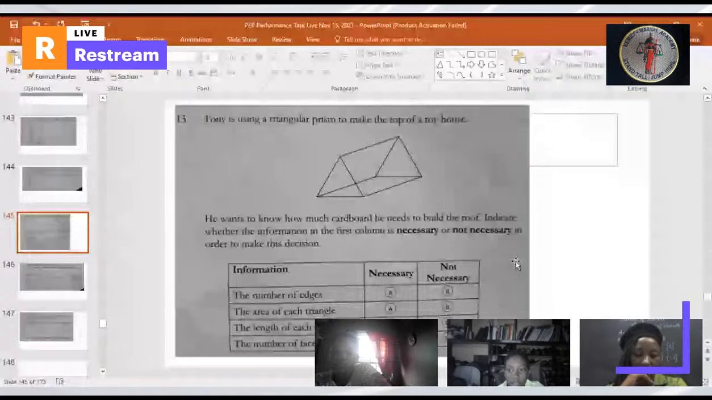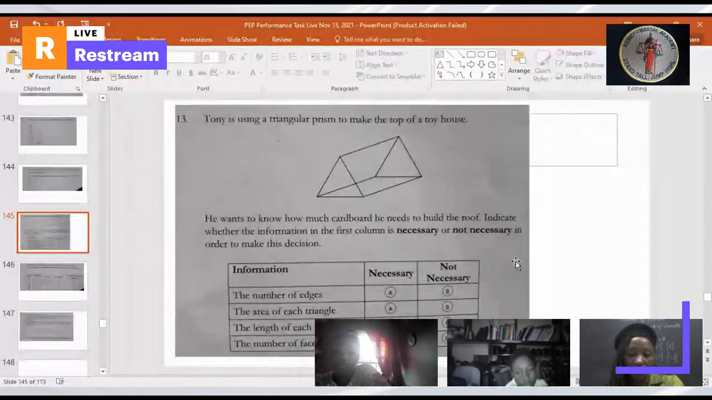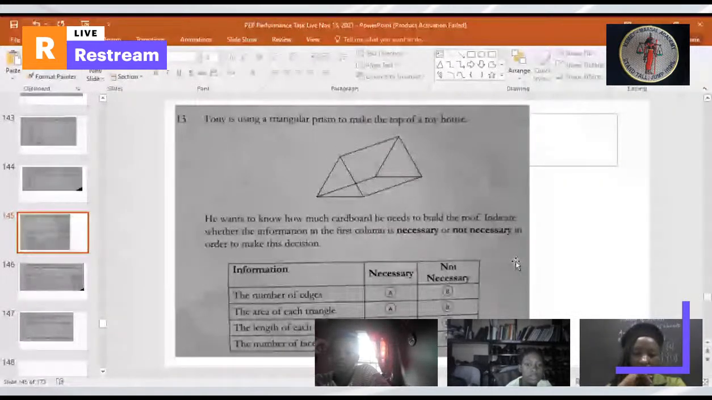Number 13. Tony is using a triangular prism to make the top of a toy house. He wants to know how much cardboard he needs to build the roof. Indicate whether information in the first column is necessary or not necessary in order to make this decision. The number of edges: necessary, not necessary. The area of each triangle: necessary, not necessary. The length of each rectangle: necessary, not necessary. The number of faces: necessary, not necessary.